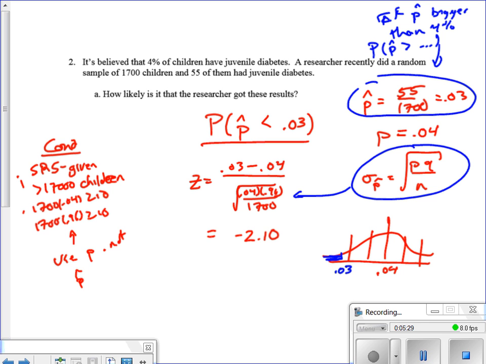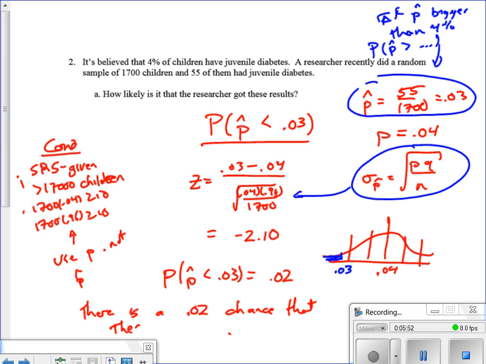Let's go to that normal CDF, plug and chug, and we'd see that the probability that our p hat was this low is 0.02. So how likely is it the researcher got these results? There is a 0.02 chance that these results were obtained.